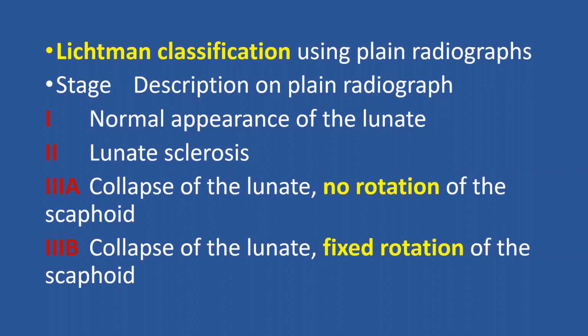3A is a collapse of the lunate. There is no rotation of the scaphoid, because when there is a collapse, it tells us that this collapse is early. There's no time for the scaphoid to rotate. And 3B is a collapse of the lunate with fixed rotation of the scaphoid. It indicates it's more chronic.